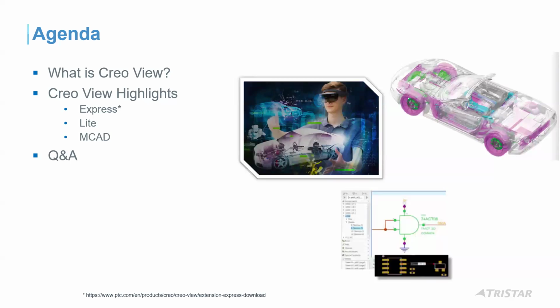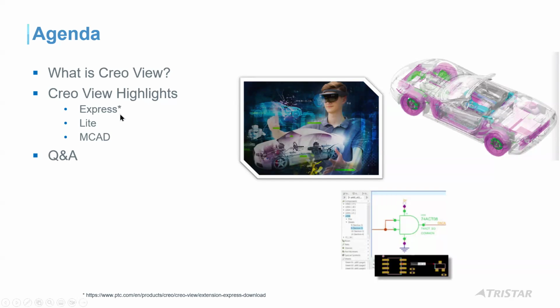There are different licensing levels, but essentially there are three types of viewer functionality: the Express, the Lite, and the MCAD. We'll go through each of those and see what that means, and then we'll have some time for questions and answers at the end. This is a fairly easy piece of software to use, so hopefully you'll find that it could apply to what you're doing in your environment.